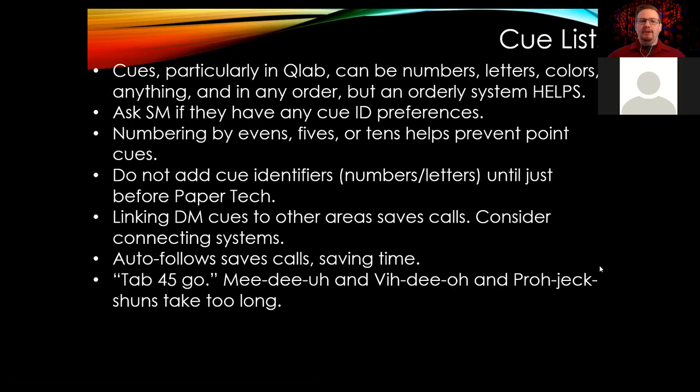All right. After cue, more cue lists. So as I said, in cues, depending on what your playback system is, they can be labeled anything. QLab, for instance, is a very common tool for playing back video in a theater setting. It's a linear progression, so it makes sense to a lot of folks who think in a linear path. In QLab, you can name your cues whatever you want: numbers, letters, colors, give them titles, whatever. But having some sort of orderly system helps.